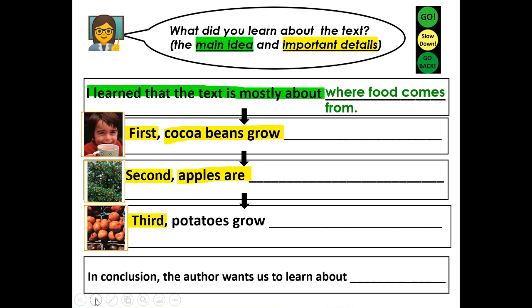And then finally, third, potatoes grow. Where do potatoes grow? So say your sentence, push pause, and then write your sentence.